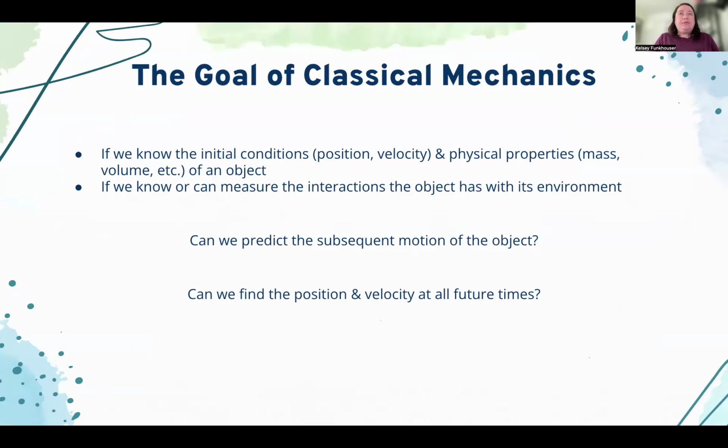First of all, let's talk about the goal of classical mechanics. So, if we know the initial conditions like position and velocity and the physical properties like mass and volume of an object, and if we know or can measure the interactions that the object has with its environment, classical mechanics asks, can we predict the subsequent motion of the object, or can we find the position and velocity at all future times?